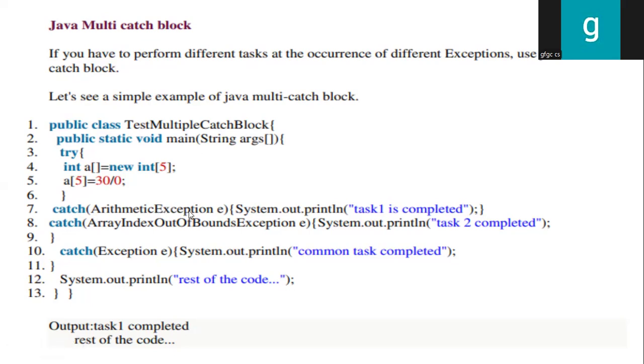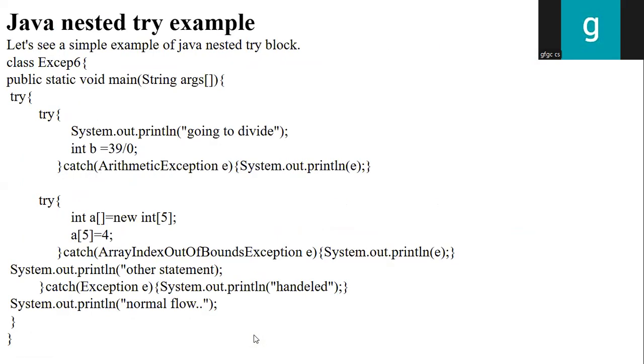First, I have used ArithmeticException e for handling the arithmetic exception. Next I am going to use ArrayIndexOutOfBoundsException. Okay. Then the output will be like that: Task 1 completed, and the rest of the code will appear here.